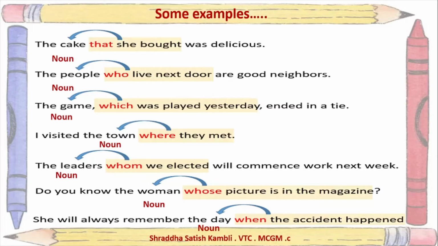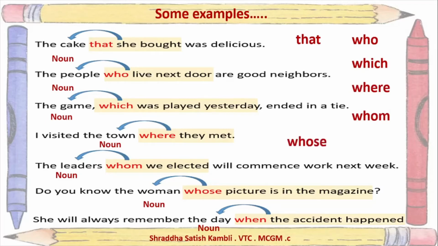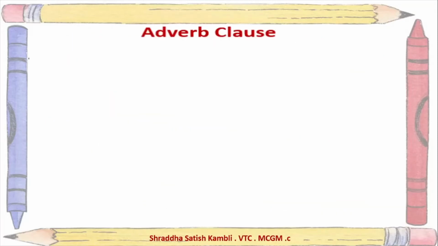So you see how these groups of words, or these clauses, are telling you more about the noun. And you can also see the words with which the adjective clause starts. It is words like that, who, which, where, whom, whose and when. Okay, so these are all the various examples of clauses, that is adjective clauses in specific. We will now go to the adverb clauses, the next kind of clause.